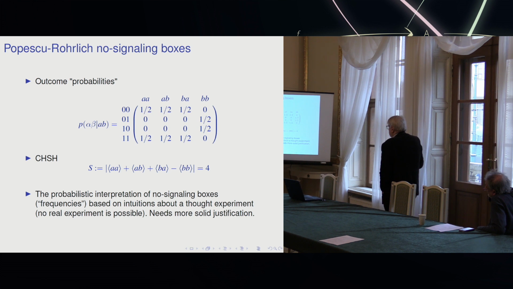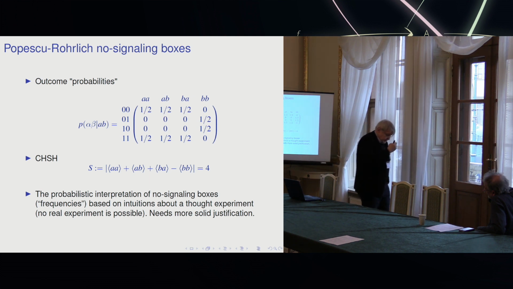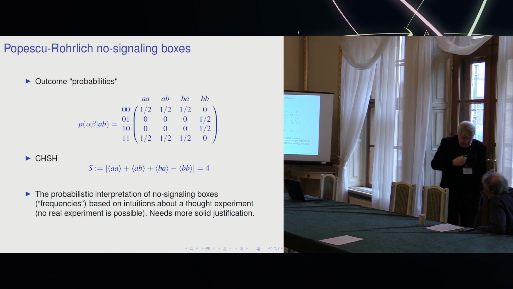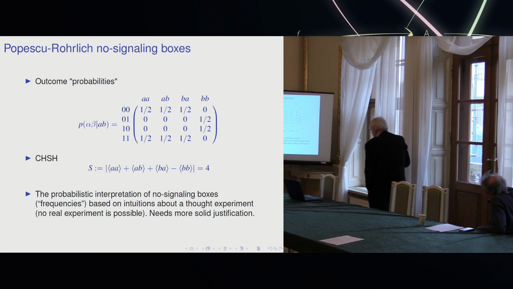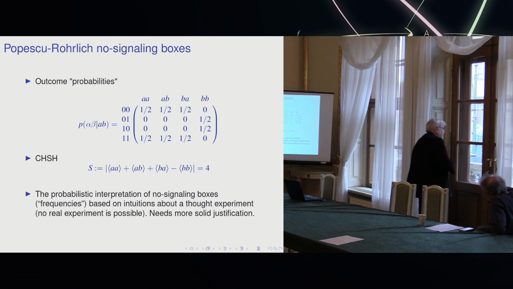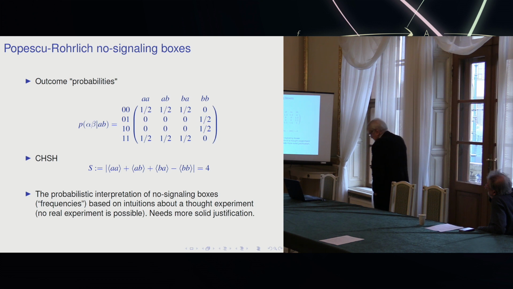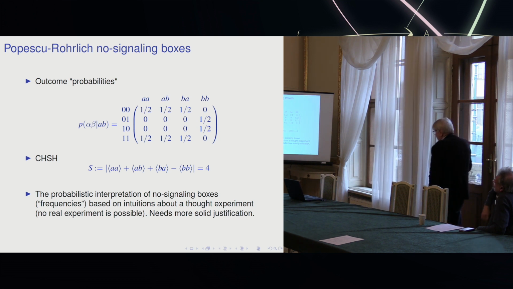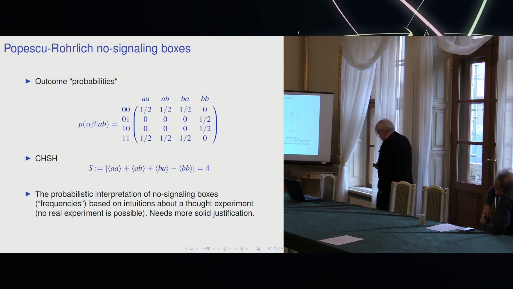Okay, so the first thing connected with this no-signaling box is, obviously, what does it mean that we have some probability distributions? As far as we know, there is nothing like a non-signaling setting in actual physics. There are no Popescu-Rohrlich boxes in the real world. So first we have to justify that it has something to do with probability.